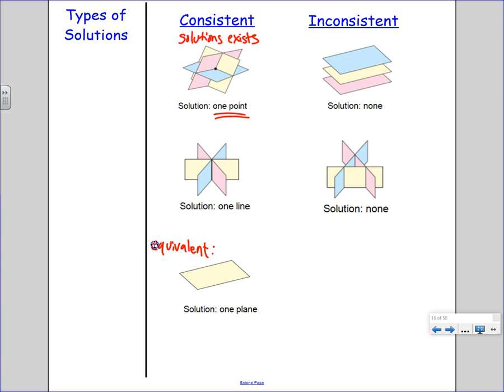And in a three-dimensional system, it could just be one point, it could just be one line, or it could be all points on one plane, and that would be the equivalent. So basically, consistent just means solutions exist. Equivalent is one special case where all the points of one will equal all the points of the other, not just some points. Inconsistent means no solution.